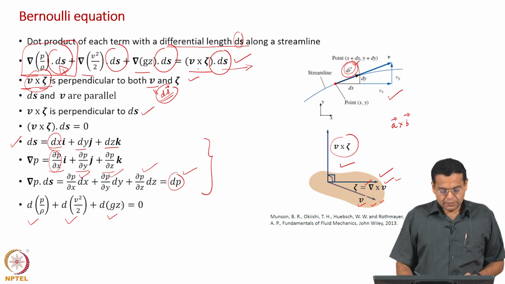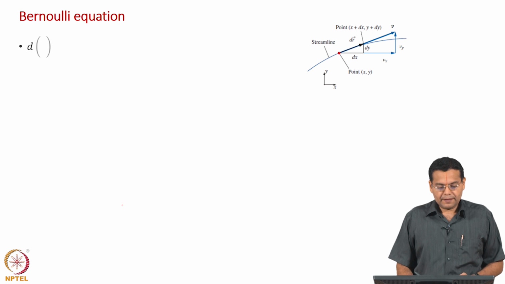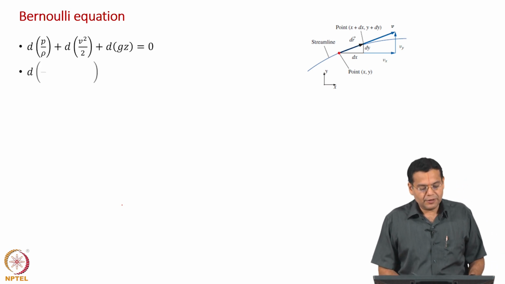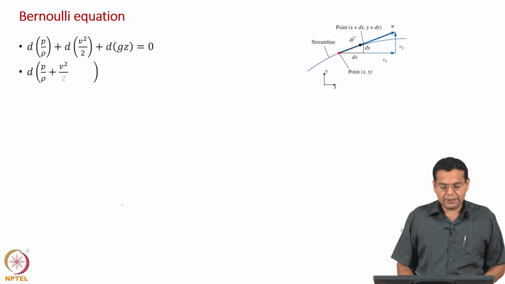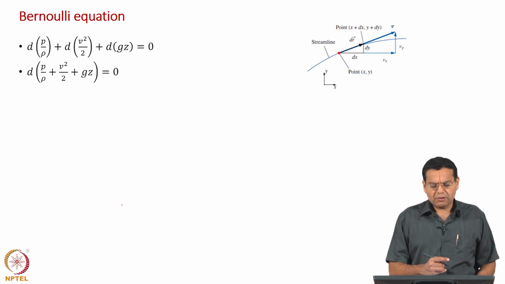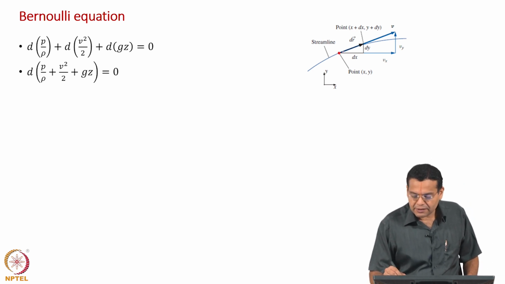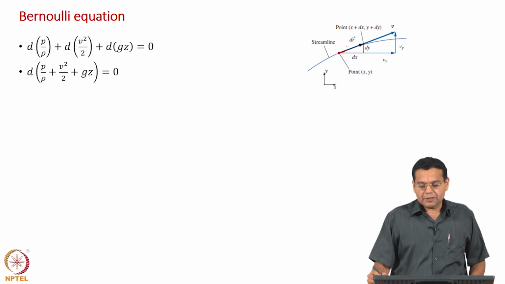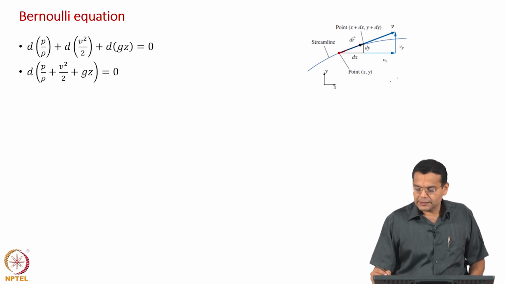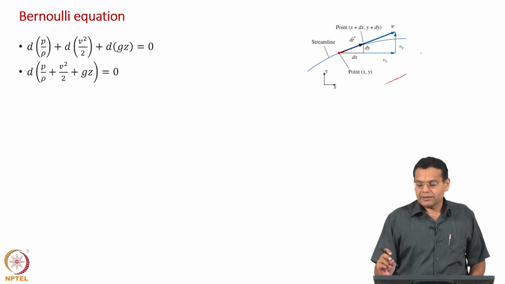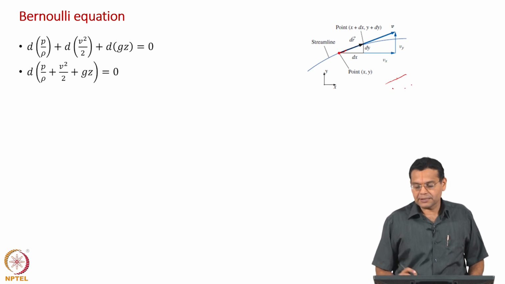Now, let us rewrite that and write this as d of p by rho plus v squared by 2 plus g z is equal to 0. What does it mean? We have taken a small differential length along the streamline, which means that we are at 2 points. The 2 points are along the streamline, slightly separated on the streamline. We are not considering any 2 points, please keep that in mind.